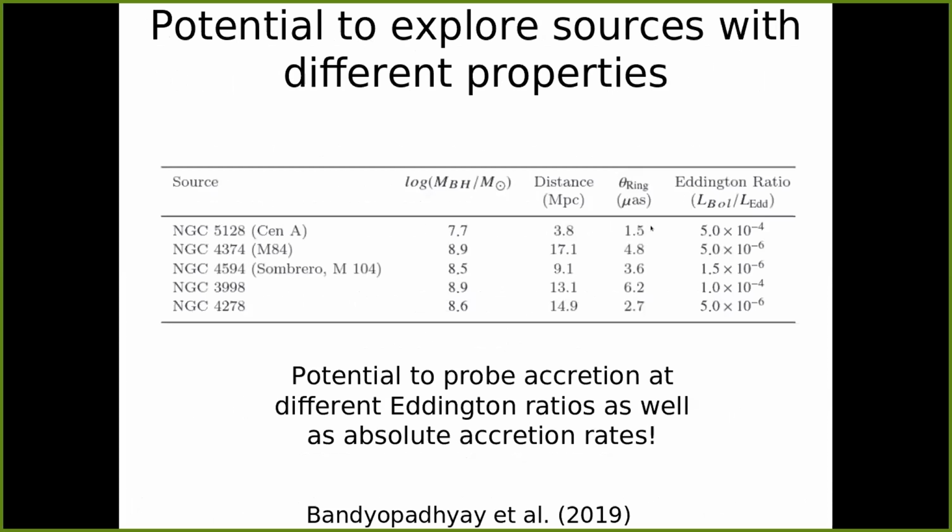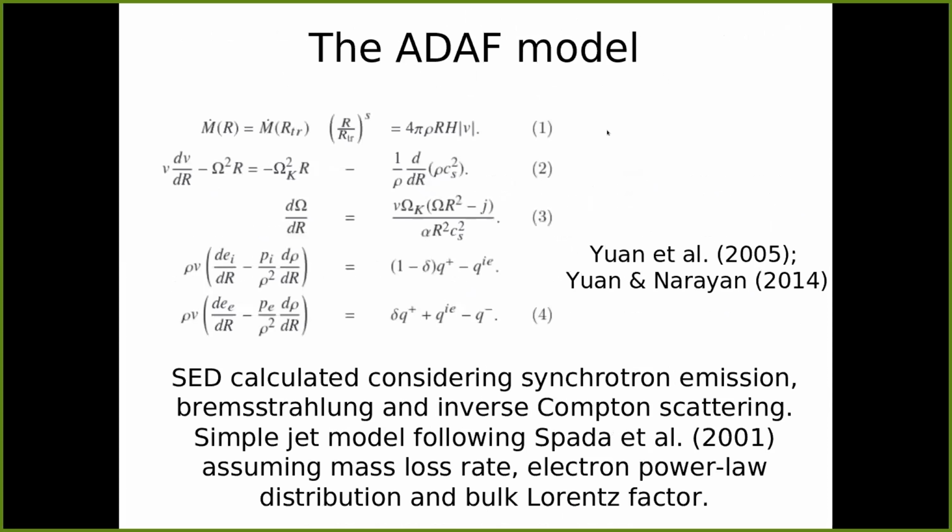Now, why is this useful? Some of it might be obvious for the community here, but of course it will give us the potential to look at accretion and also jets at different black hole masses and at different distances, for different Eddington ratios, and the absolute physical accretion rate will also be different. And of course, this could matter a lot to determine the regime in which accretion happens and to actually explore that. So this is part of the motivation.